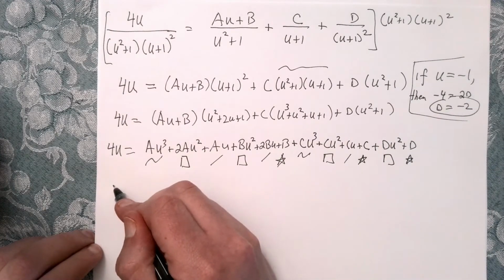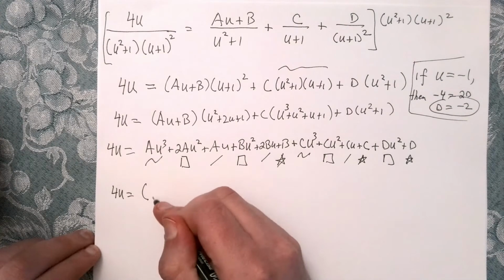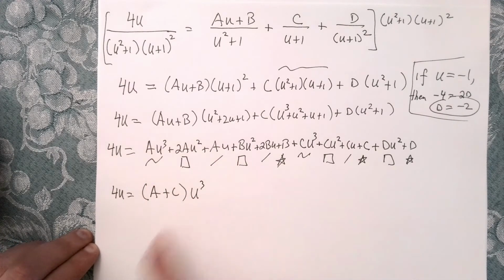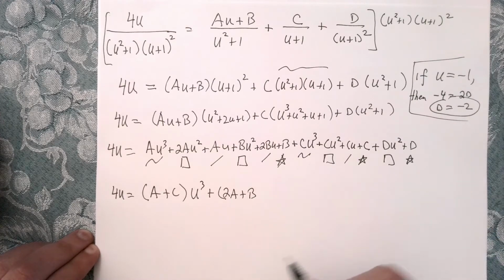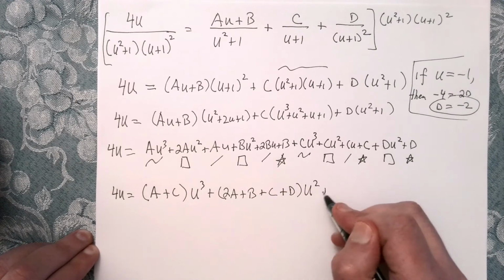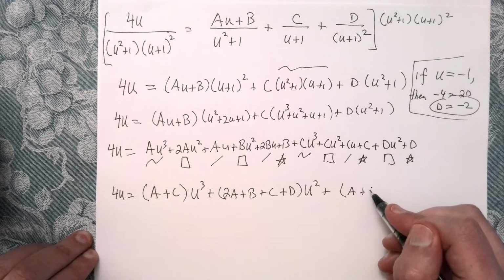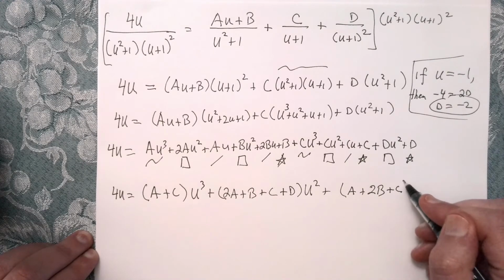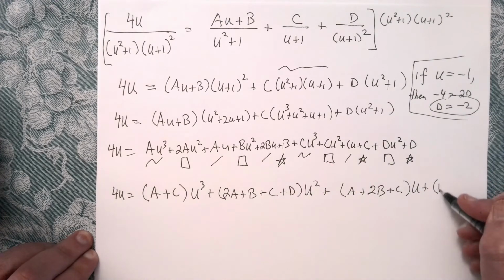Okay, and then let's group like objects together. So cubes, looks like we have 2 cubes, so a plus c times u cubed. That takes care of all of our cube terms. Next are squares. We have 2a plus b plus c plus d. And then our linear terms. So for linear terms, I've got a, 2b, and then c. And then our constants. So for constants, looks like b, c, and d.